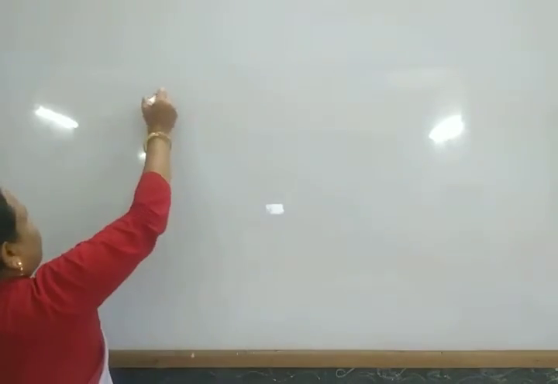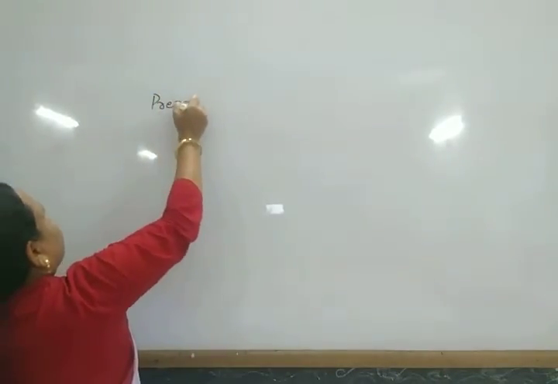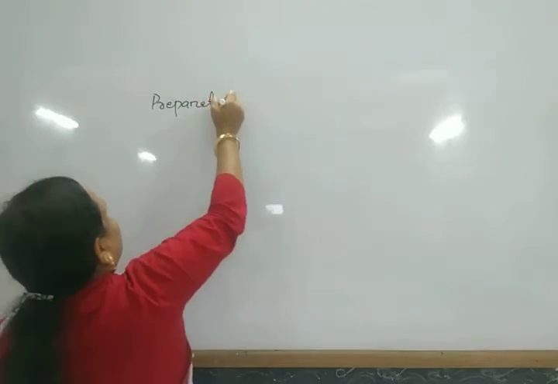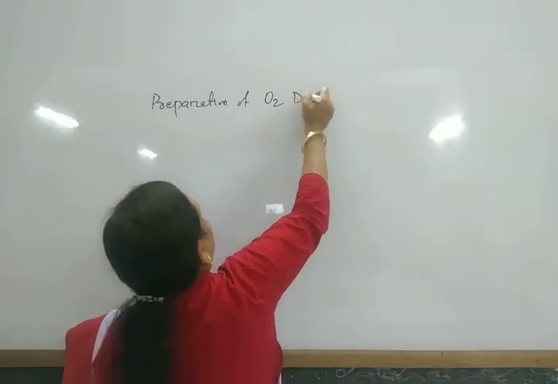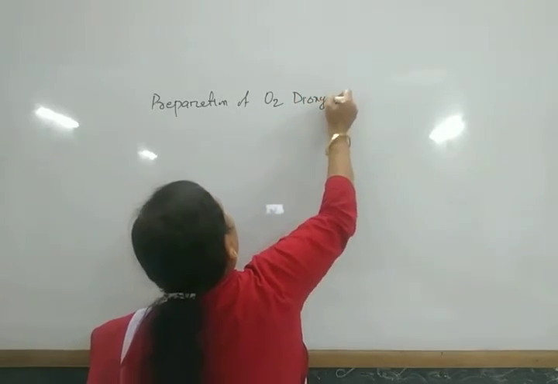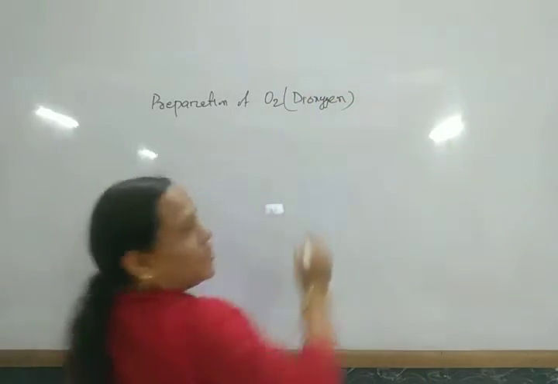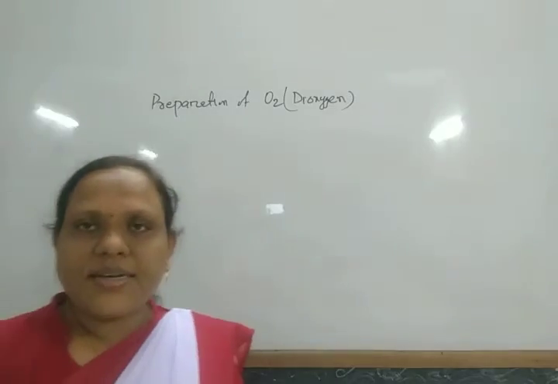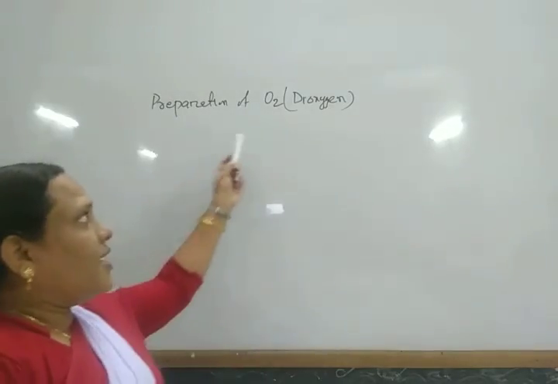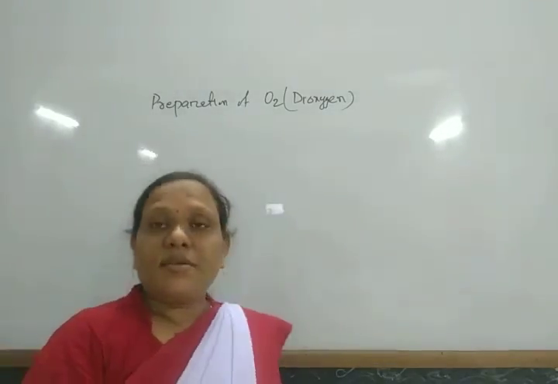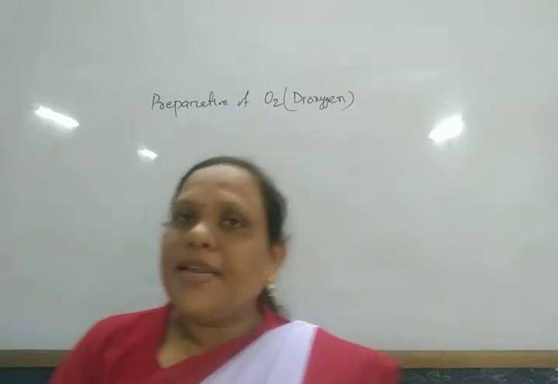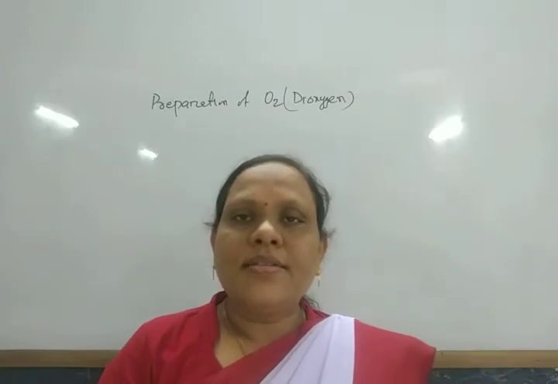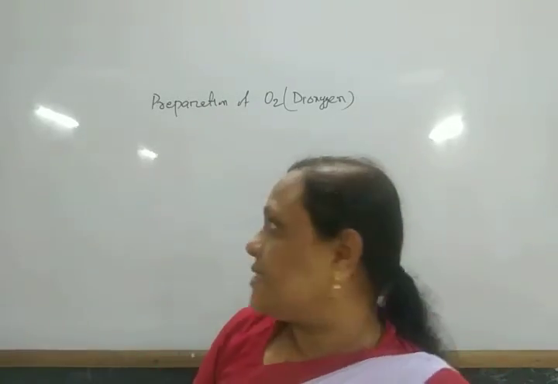So now come to the preparation of dioxygen. Oxygen is the most important element. It is the most abundant element in the earth's crust. It is generally prepared by heating heavy metal oxides.